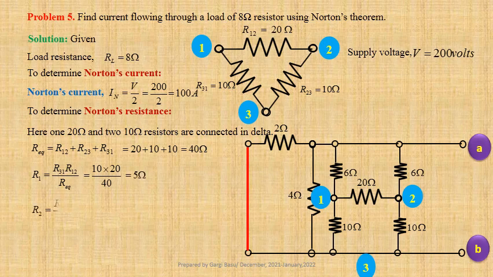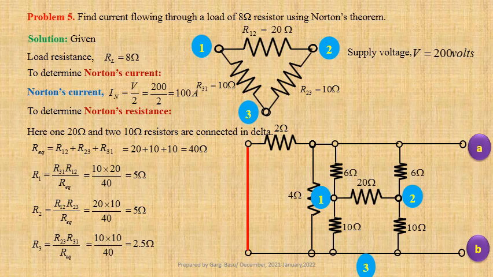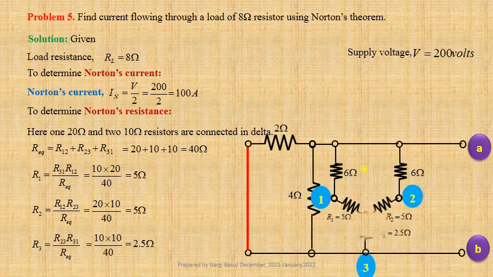R2 equals R12 into R23 divided by Req. Using values we get 20 into 10 divided by 40 equals 5 ohm. And R3 equals R23 into R31 divided by Req. Using values we get 10 into 10 divided by 40 equals 2.5 ohm. Let us now replace the delta with its equivalent star.